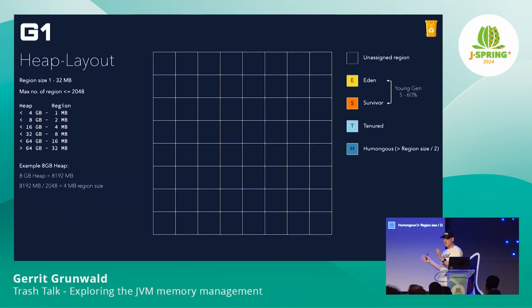And they can grow, but they can't shrink. So if the JVM figures out the region size doesn't really fit, it can increase it, but it won't go back to the smaller ones.